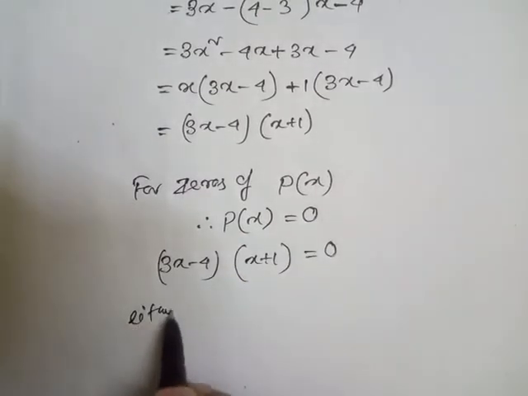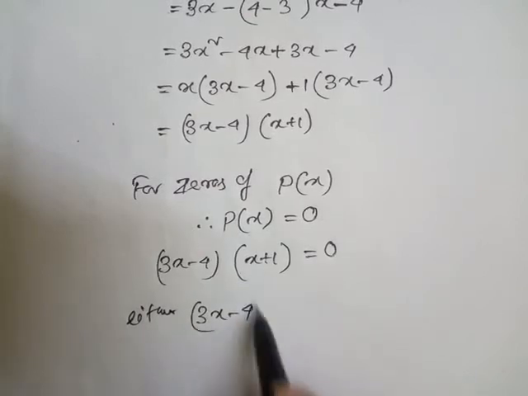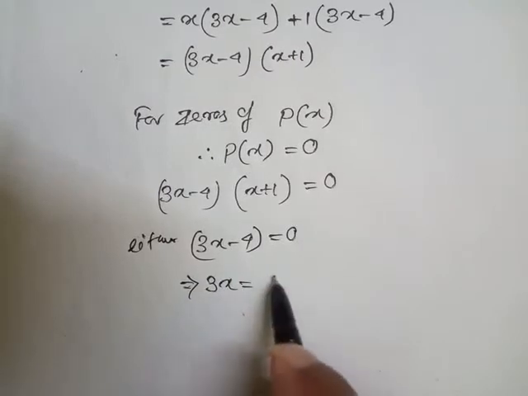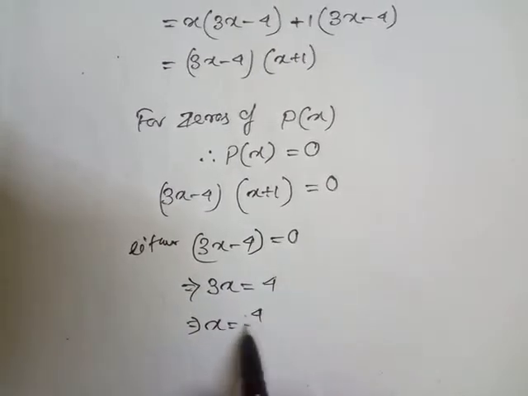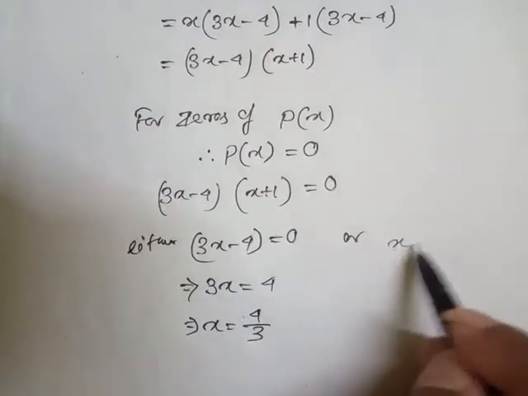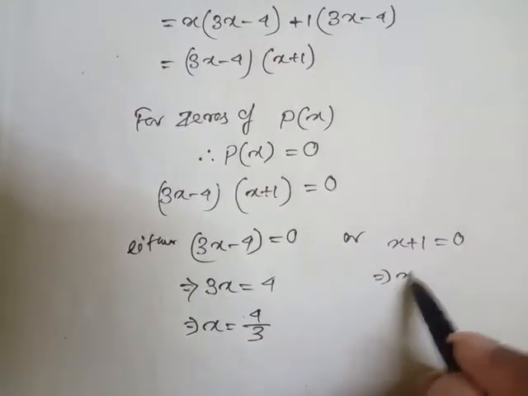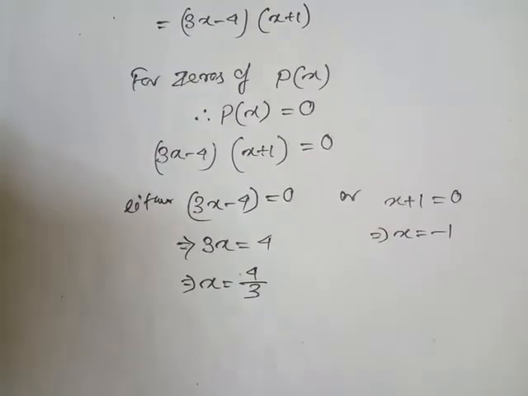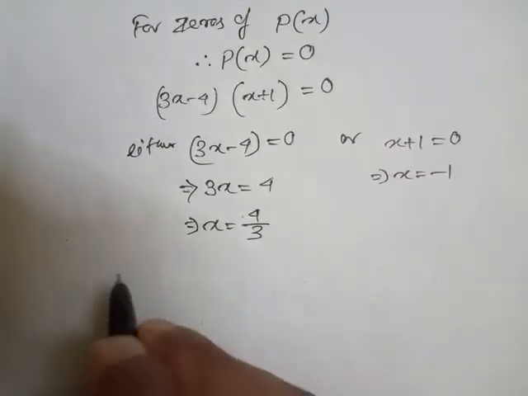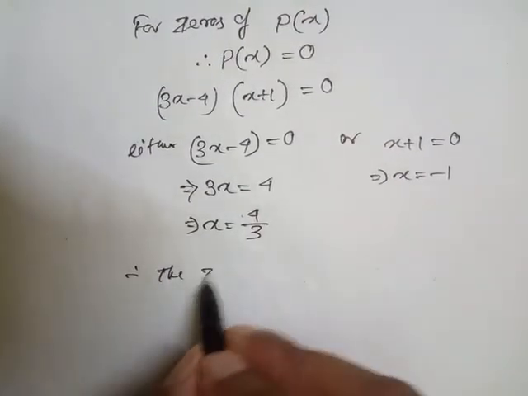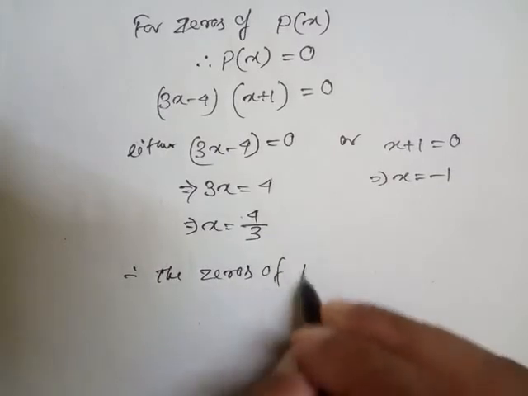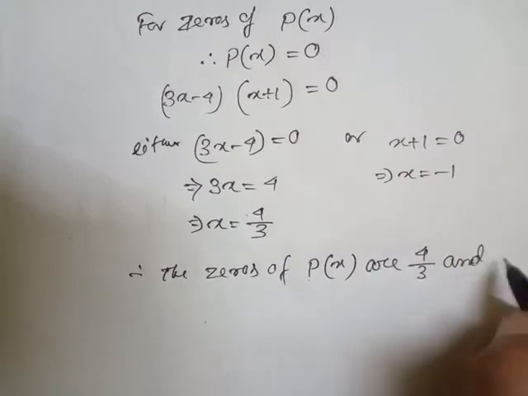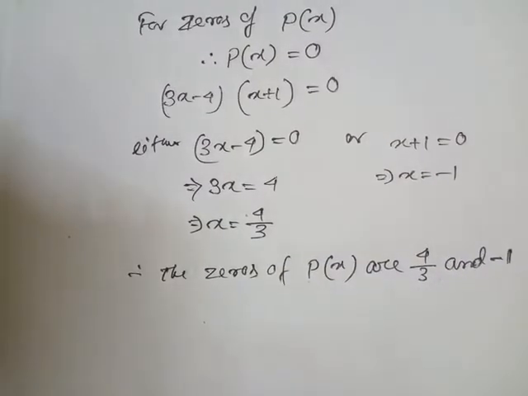Now either 3x minus 4 equal to 0, then here we can write 3x equal to 4, then x is equal to 4 by 3, or x plus 1 equal to 0, then x equal to minus 1. Now 4 by 3 and minus 1 are the two zeros of the polynomial p(x), so we can write in the last line, therefore the zeros of p(x) are 4 by 3 and minus 1. This is the answer of the given polynomial.